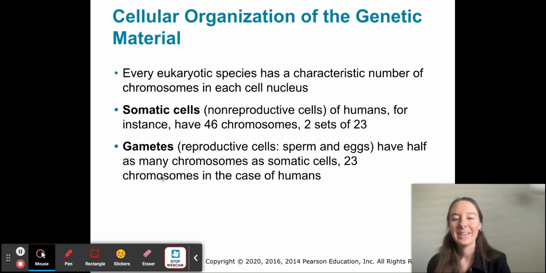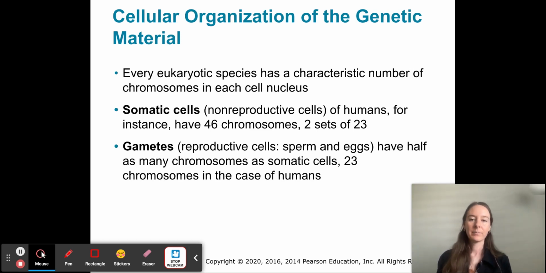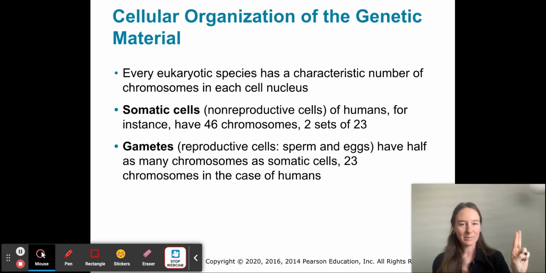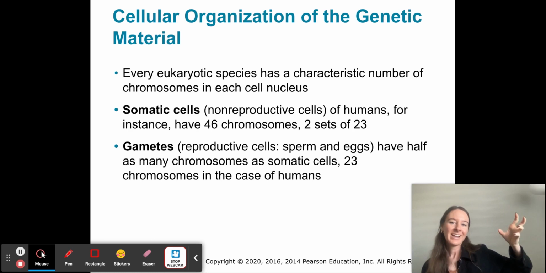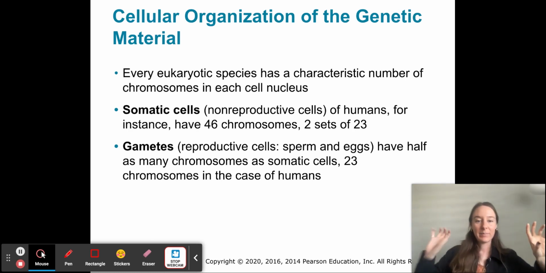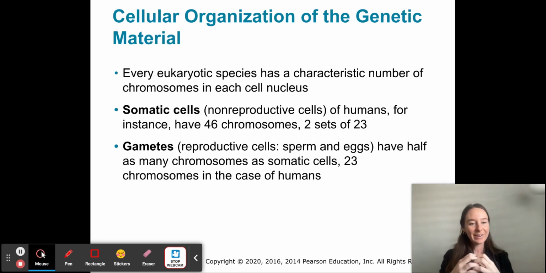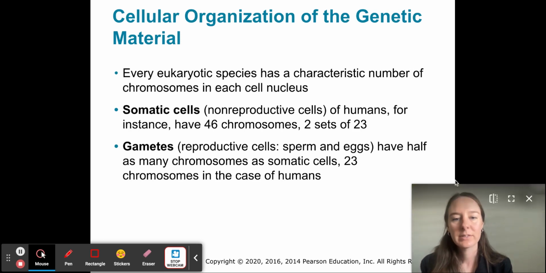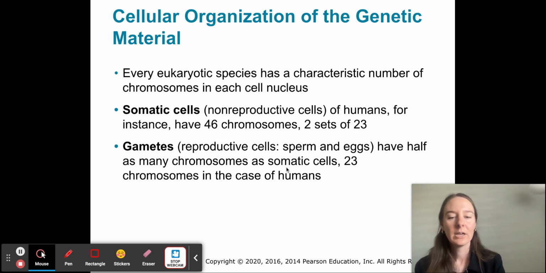However, in some of your cells, called your gametes, these are your reproductive cells, so either sperm cells or egg cells, you can't have two sets of chromosomes. You can't have 46 chromosomes, right? Because think about it. If your sperm cell had 46 chromosomes and it combined with an egg cell, that would be way too many chromosomes for that new cell. You should only have 46 chromosomes in one of your cells. So these reproductive cells have half as many chromosomes, 23.